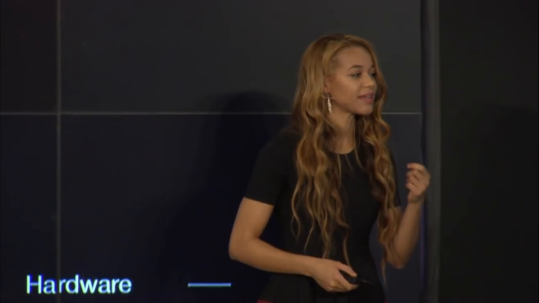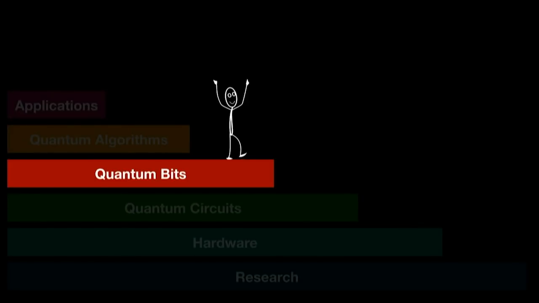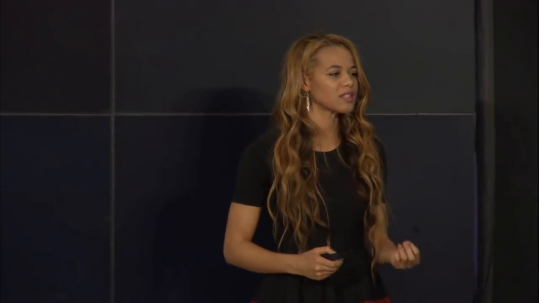And we can do this using an algorithm called Grover's search. And later in this talk, we'll see how this works. So how are we able to get these quantum algorithms that can outperform classical algorithms for a particular task? That is because these quantum algorithms use quantum bits.